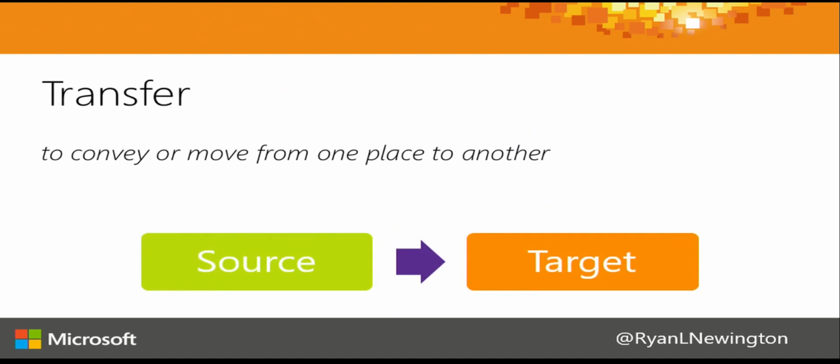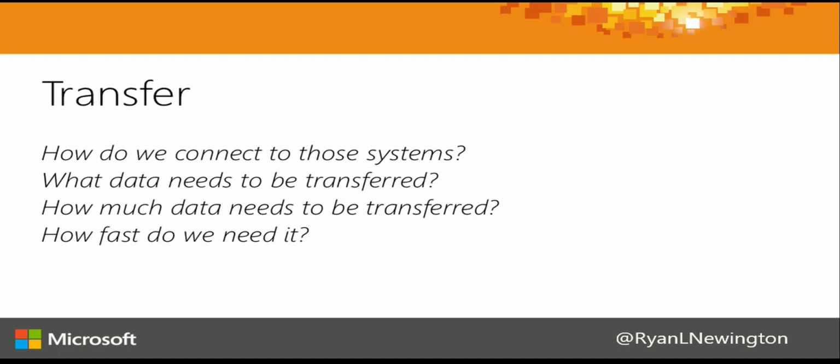So let's look at the first one, data transfer. Simply the act of moving data from one system to another. We have a source system, some sort of transfer mechanism, and a target. Pretty straightforward. It's the simplest of the 4 operations, but it's so important to get right because without it, we can't do the other 3. So we need to ask ourselves, how do we connect to those systems? What data needs to be transferred? How much data needs to be transferred, and how fast does it need to be?